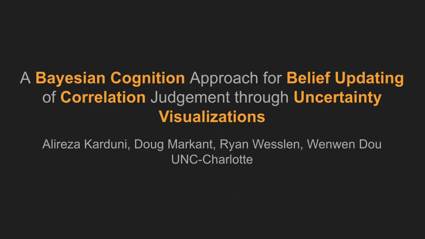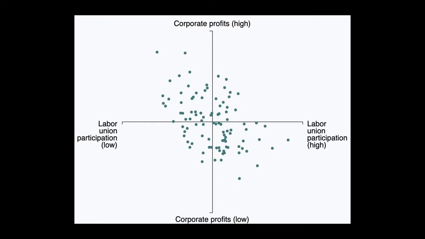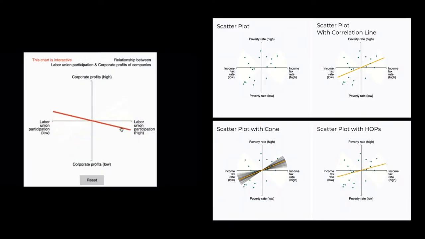What do you believe is the correlation between labor union participation and corporate profits of different companies? How would you update your belief after seeing this scatterplot? In this study, we use a new elicitation technique to understand how people update their beliefs about correlations after seeing different visualizations with and without uncertainty depictions.